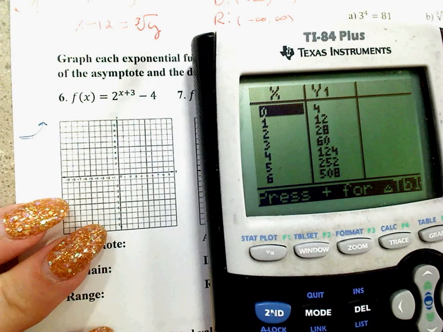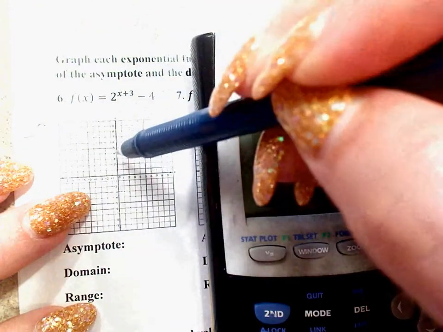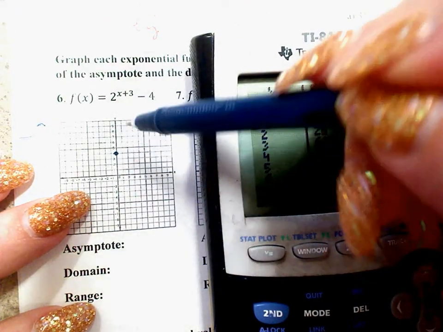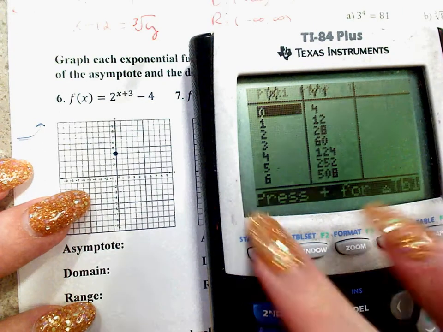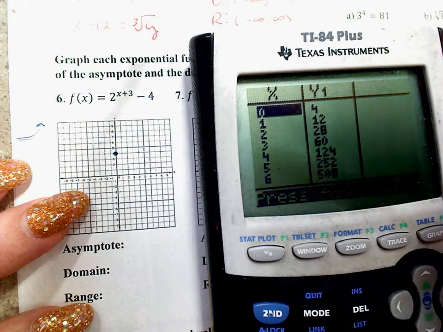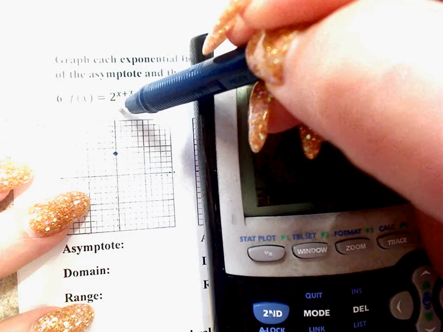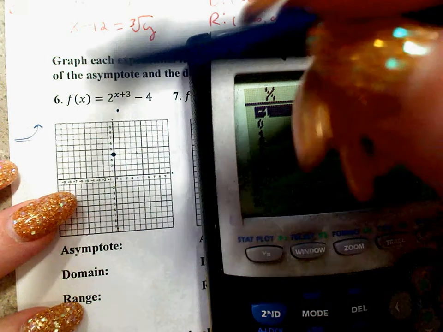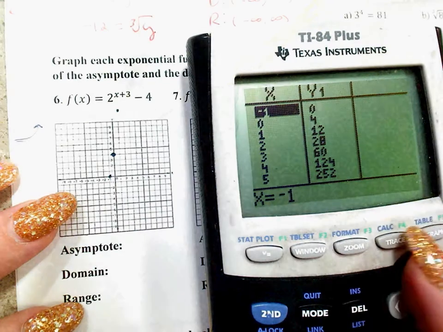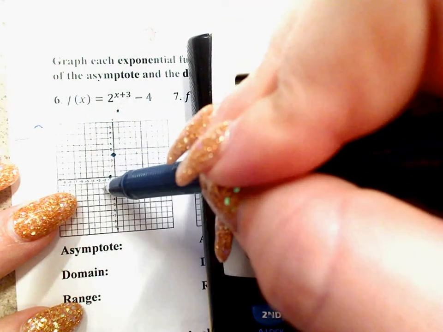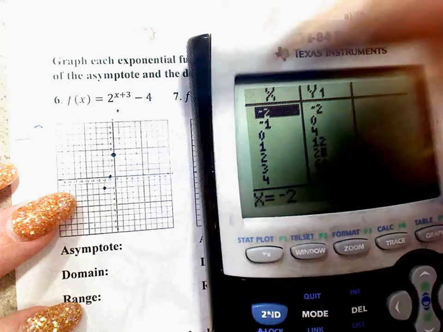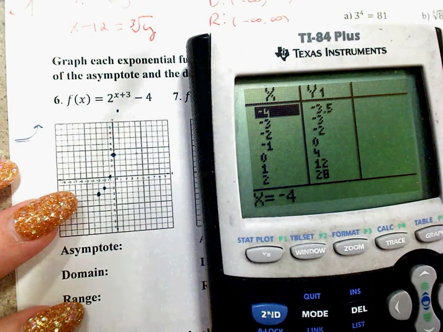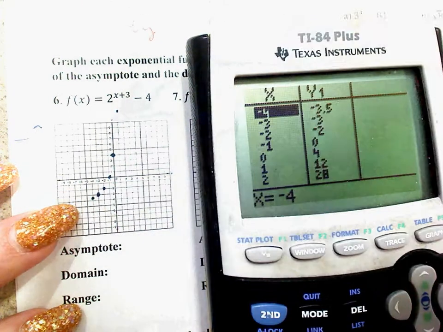So I know that at 0 we're at 4. I know that at 1 I'm at 12. You can't even see that. Daggone it. At 1 you're at 12. Did I go minus 4? I did. Okay. I'm just going to put a point up there to kind of give myself a goal to get to. So I'm going to go left. At -1 I'm at 0. At -2 I'm at -2. At -3 I'm at -3. At -4 I'm at -3.5. And it should just get closer and closer to -4.